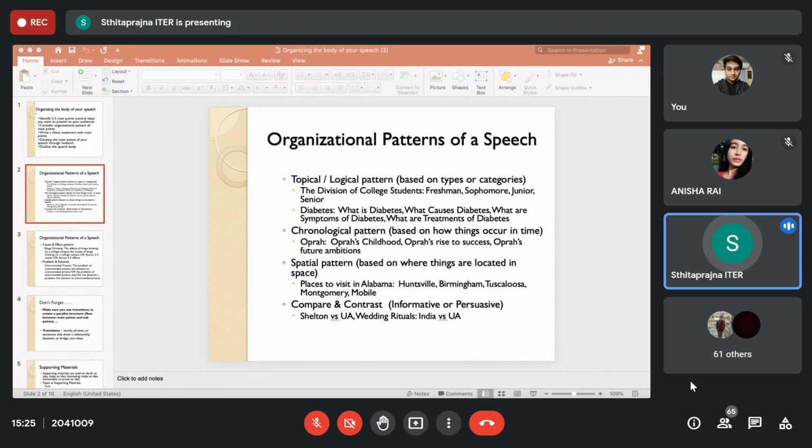Similarly, if you're talking about a person, you can use a chronological pattern. You can talk about the childhood, how he or she rose to success, what the future ambitions are, what challenges you faced in life, all this. Or if you're talking about a historical event, then also you have to describe the chronology. If you're going to say what was the Indigo Revolution in India's fight against the Britishers.